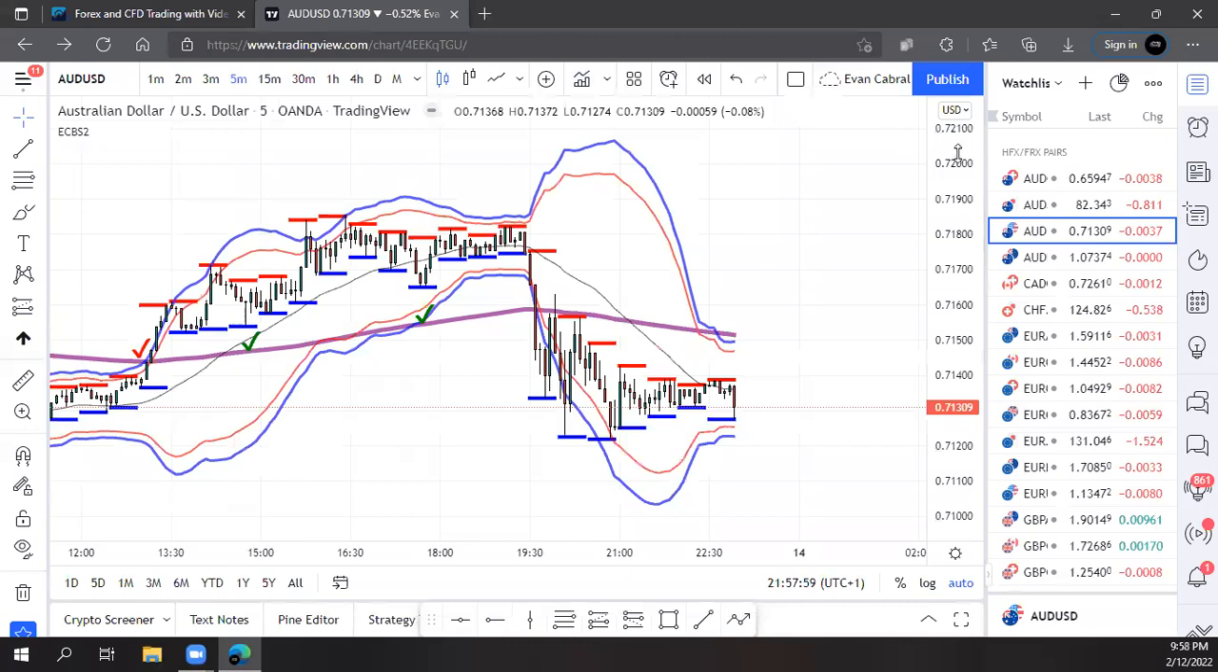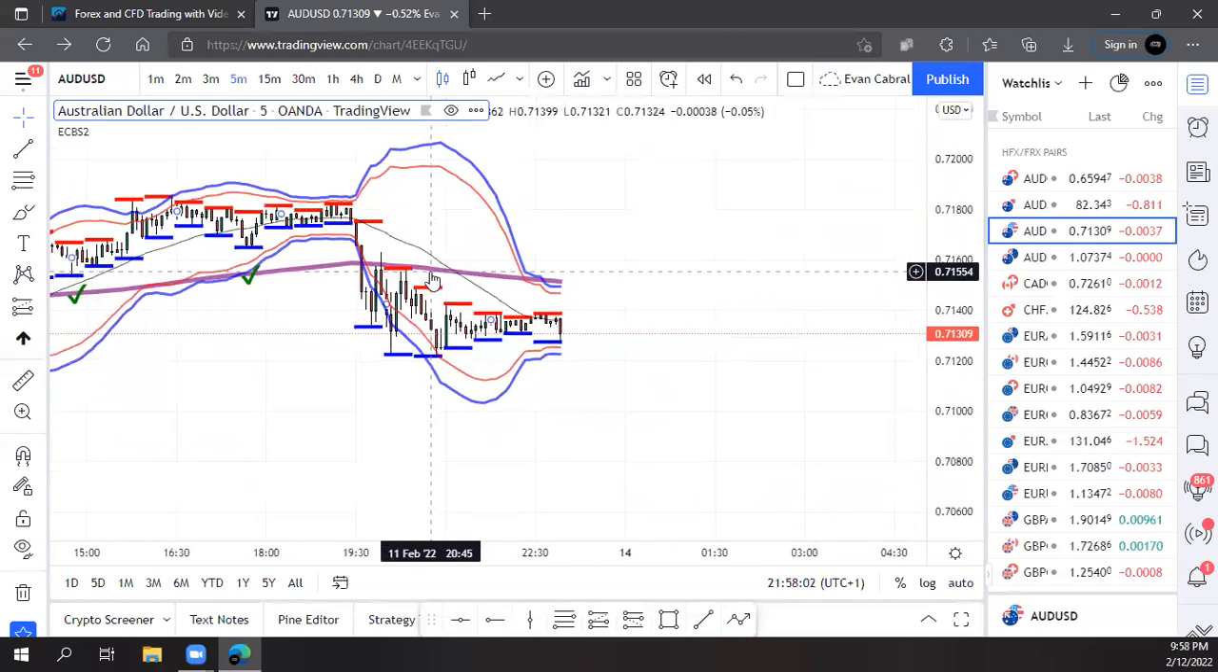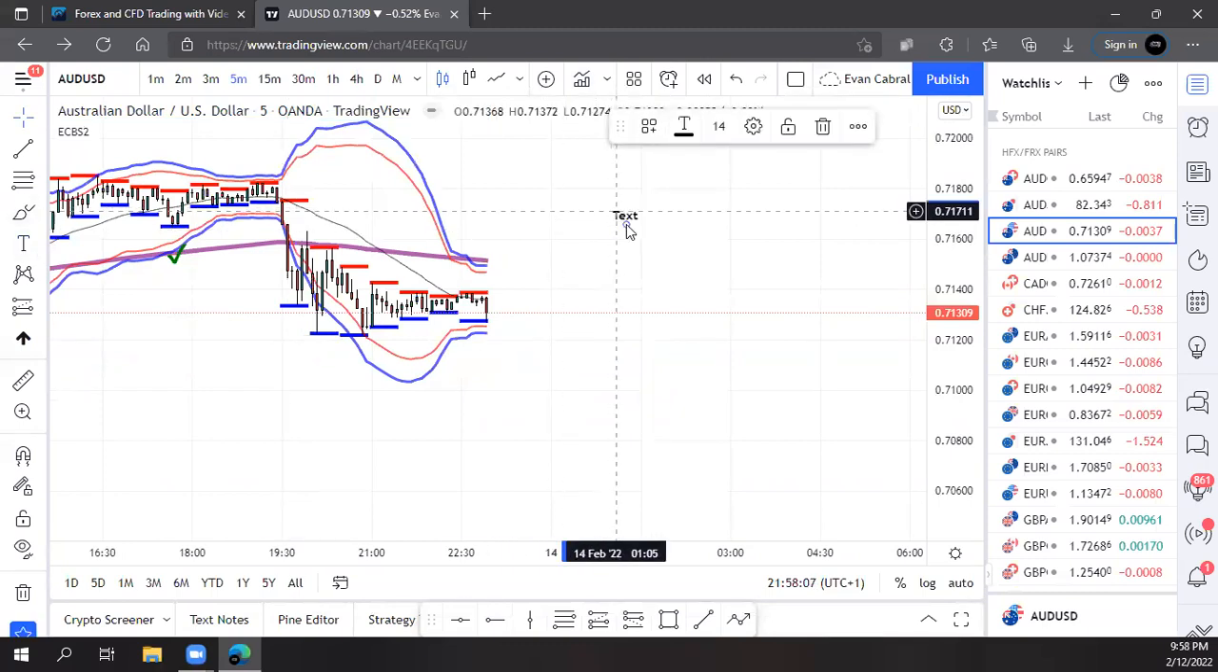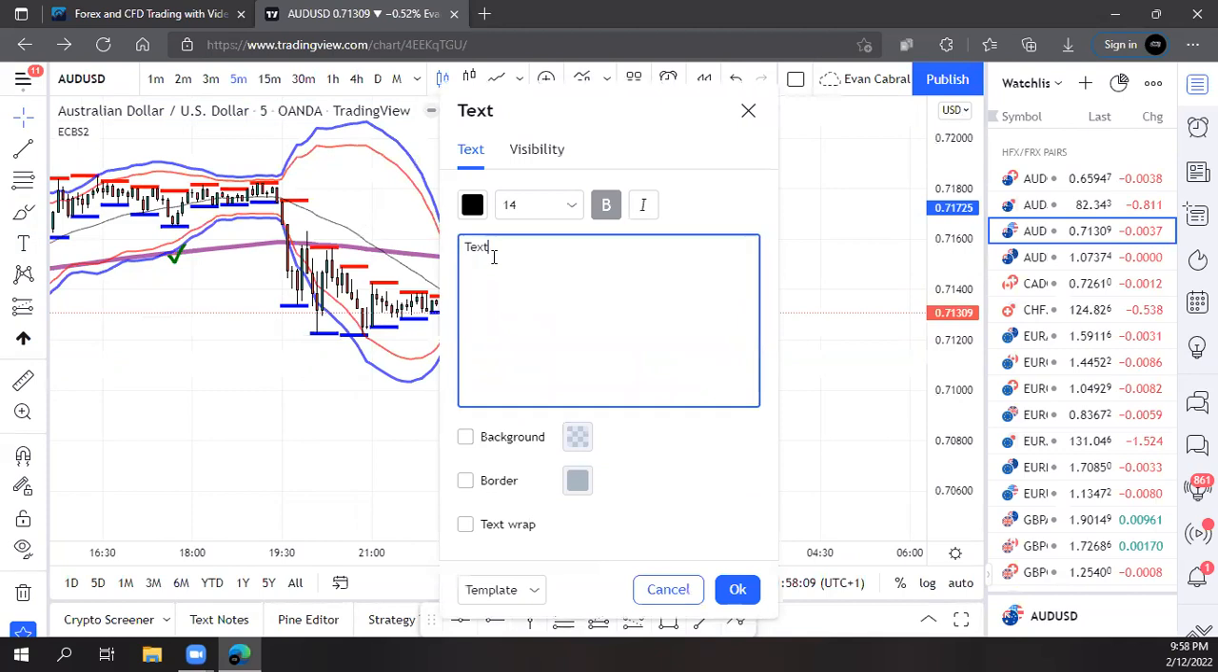So take note of the indicators we're using. I'm going to be writing it out here, everything we're going to be needing. So, list of indicators: Ivan Cabral binary strategy 2.